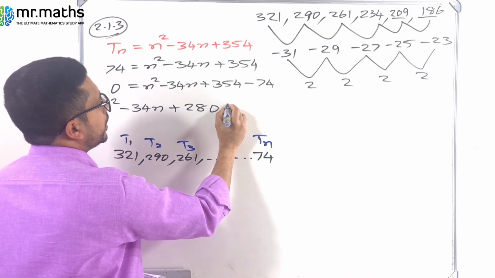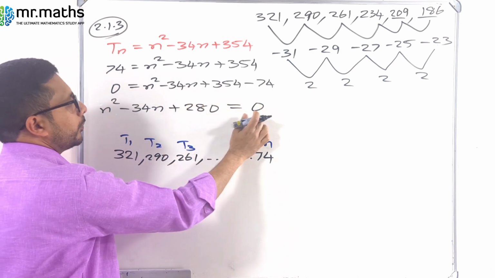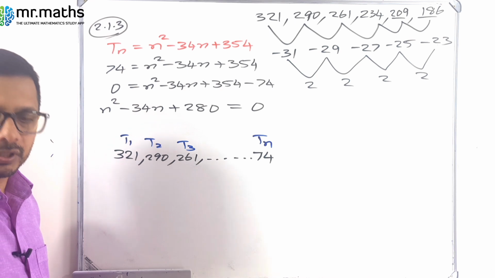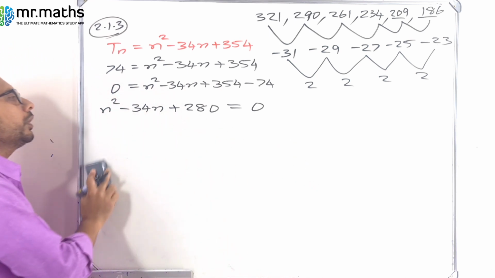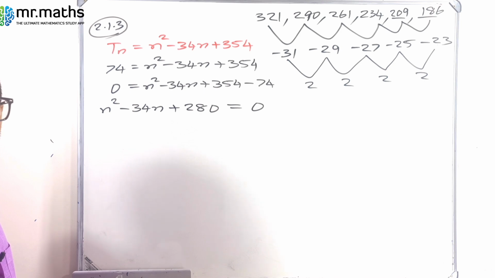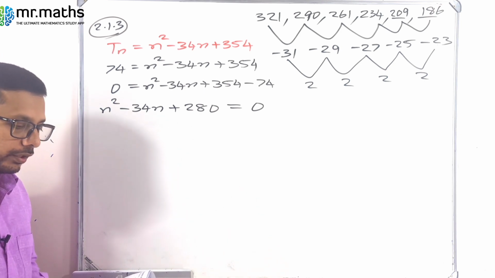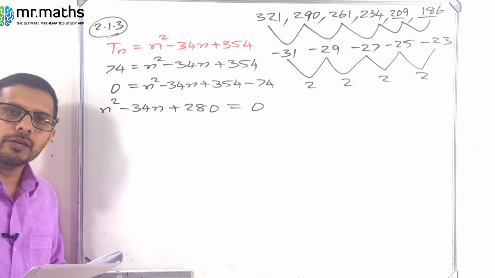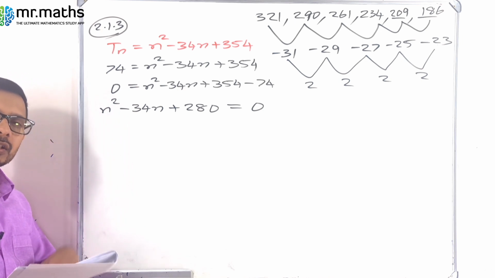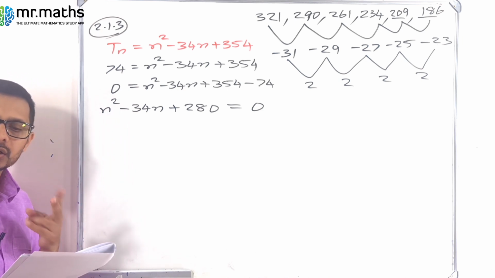280 is equal to this 0 I'm writing here. I just swapped that around, just to write the quadratic equation first. So this is the quadratic equation. Don't forget that. Look at that question once more, 2.1.3: which terms? That means you will get two values. There are two n values.